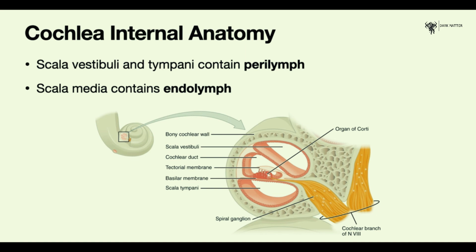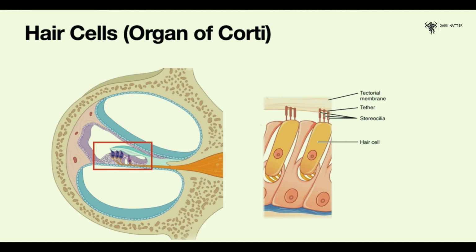Now, the membrane that separates the scala media from the scala tympani is called the basilar membrane. And on top of this membrane is a very important structure called the organ of Corti, and overlying it is the tectorial membrane. The organ of Corti is the place where the neural signals will actually be generated.